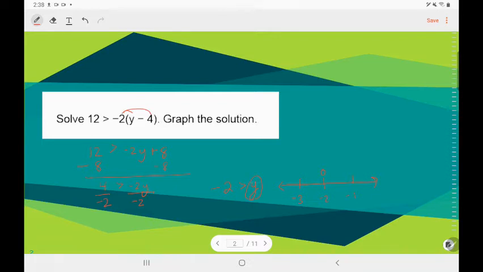Now, since the y is on the right, I'm going to read it backwards. Y is starting with the small side, so y is less than negative 2. Well, which direction is less than? Less than is to the left towards negative 3.